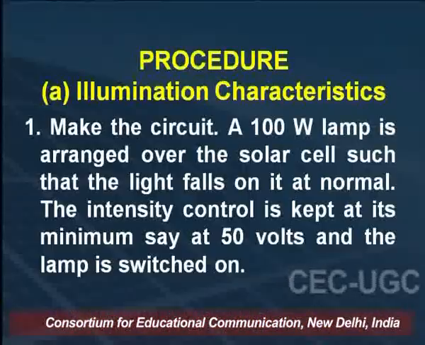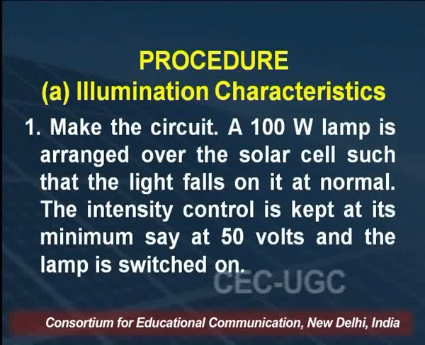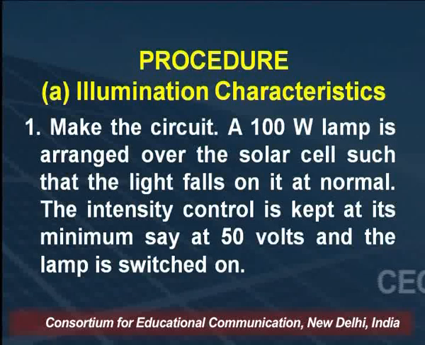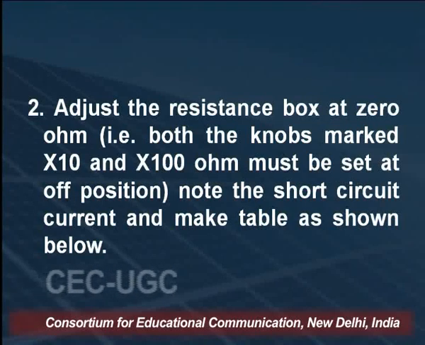Now what is the procedure to get the illumination characteristics? First we make the circuit. A 100-watt bulb is arranged over the solar cell such that the light falls on it at the normal. The intensity control is kept at minimum, at 50 volts, and the lamp is switched on. As the lamp is switched on, we adjust the resistance box at 0 ohm.